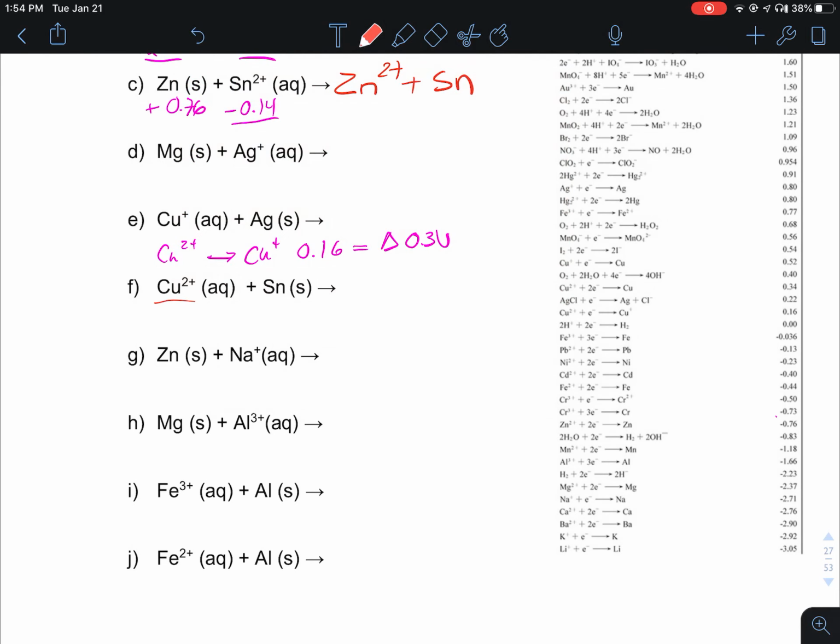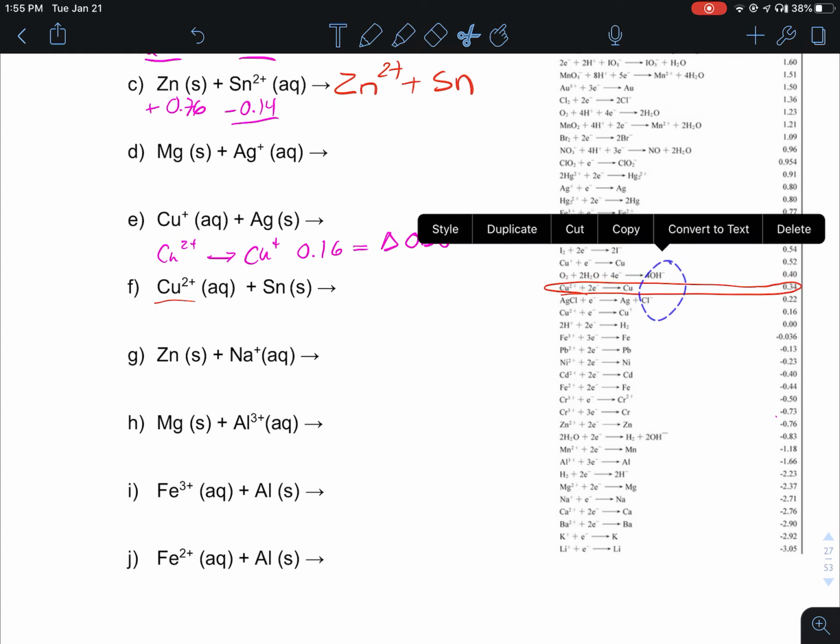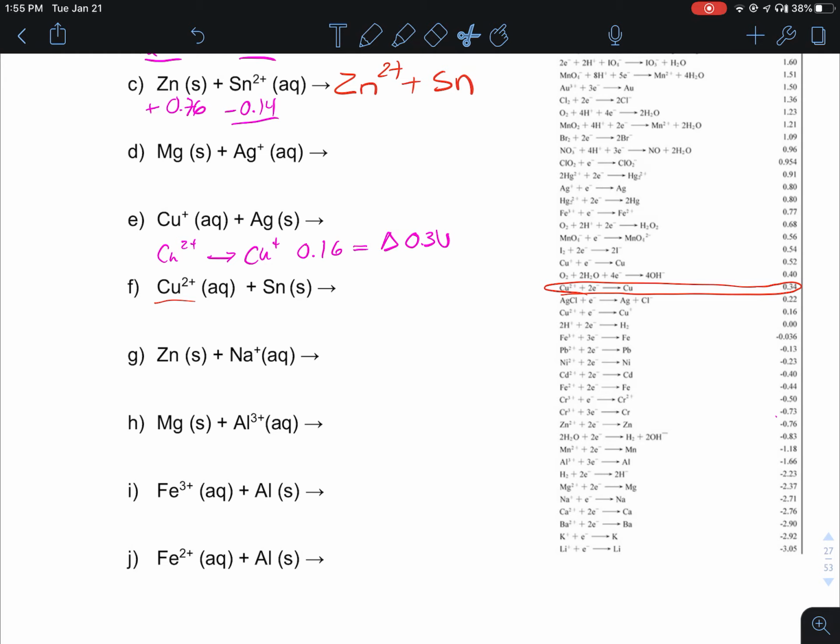So let's look at copper 2+. Copper 2+ is on this chart. I see one copper 2+ here at 0.34. That's the one I want to use. We had a question in class about copper +1 going to copper, or copper 2+ going to copper +1, which we can also see right here at 0.16. Well, we always want to choose the larger one, because the larger one means the more spontaneous one, the one that's more likely to happen.